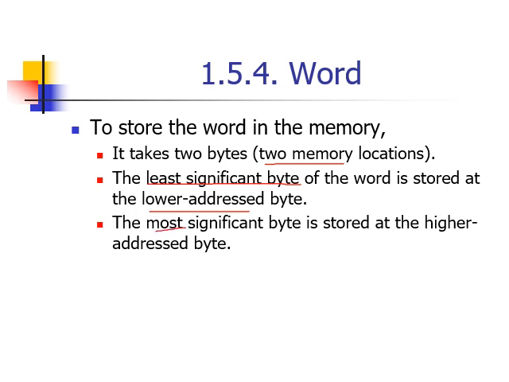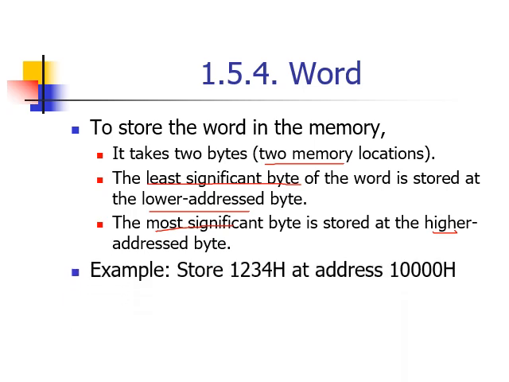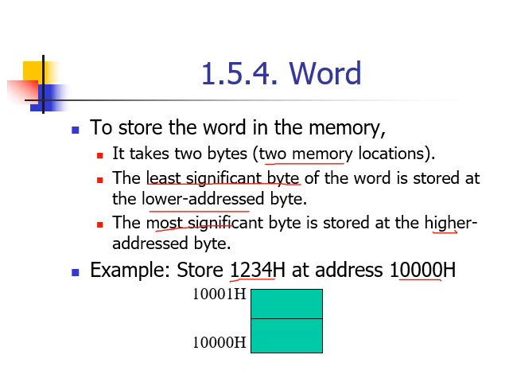Okay. So most in high, least in low. So this is the little Indian format. For example, if you have this number to be stored at this address, you have to point to 2 memory locations. This is the address of the first, or the lower address byte, and this is the address of the higher address byte. If you take the low byte into the lower address and the high byte into the higher address, this is the little Indian format.